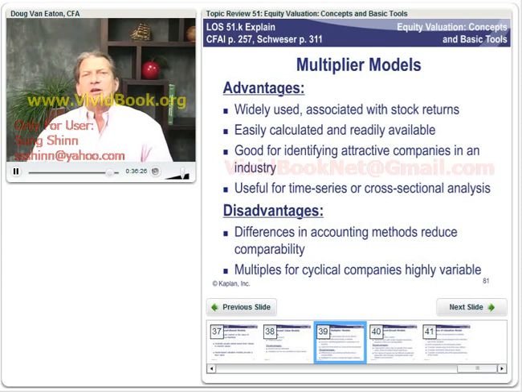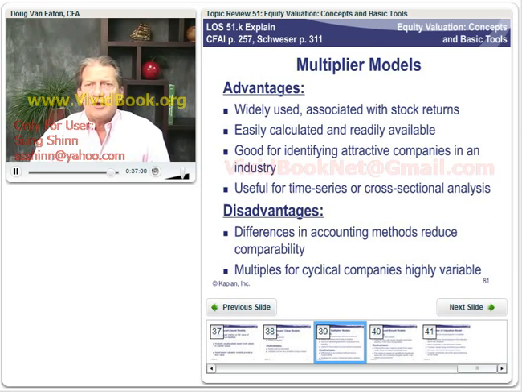That is, you can look at historically what's been a firm's price-earnings ratio over the years, or you can compare the current price-earnings ratio to other firms or peer groups of firms. That would be your cross-sectional analysis. Now, some of the disadvantages of these multiplier models are that differences in accounting methods reduce comparability. So if you've got two firms using different accounting methods, then a comparison of their price to book values has less meaning. They're just not comparable.